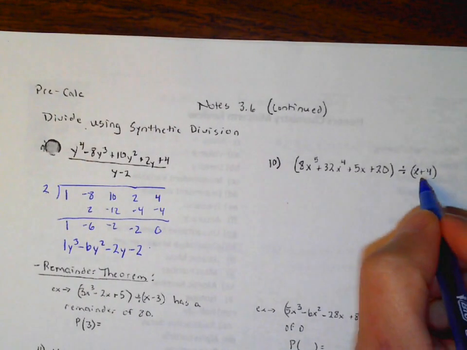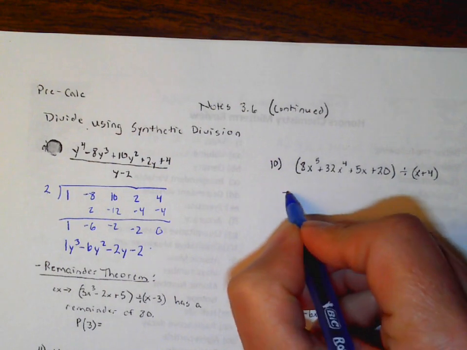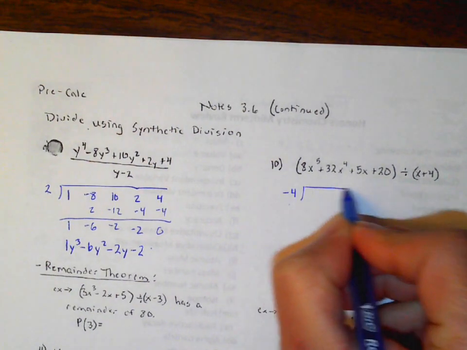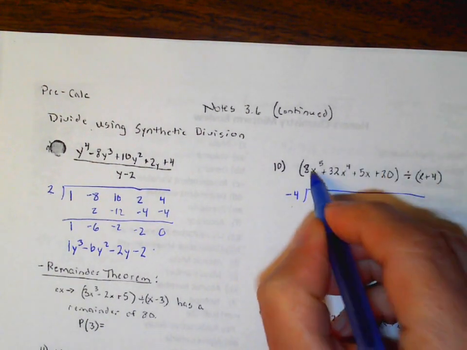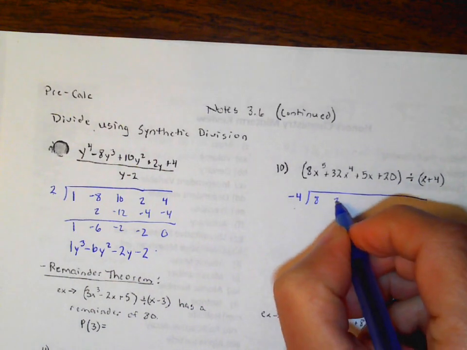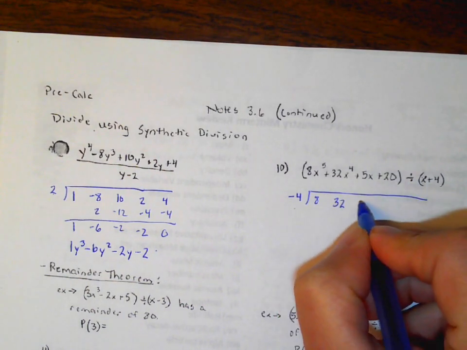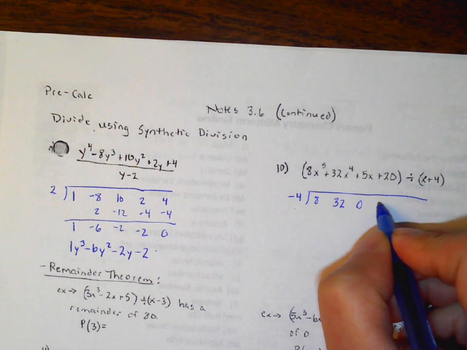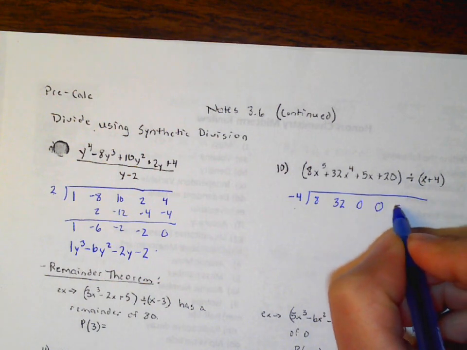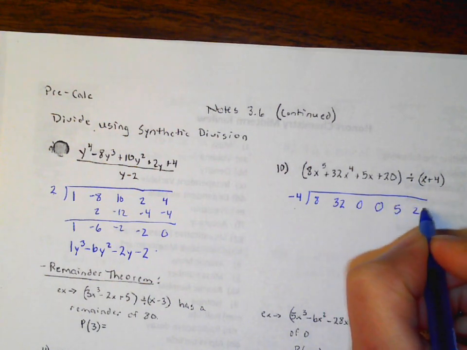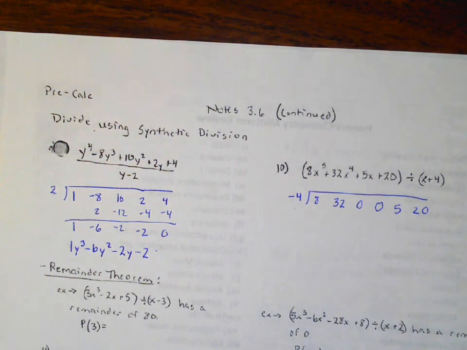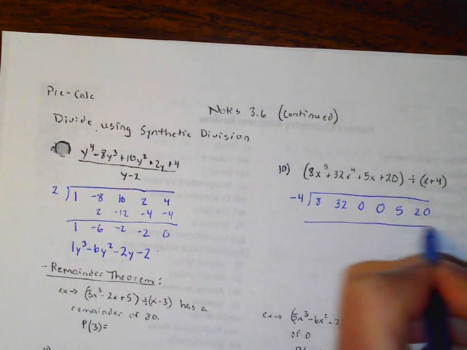Okay, this one here, that's an x plus 4, so what goes out front? A negative 4. Okay, we have 8x to the fifth, 32x to the fourth, 0x to the third, 0x squareds, and then we have x, and then we have our number. Okay, so don't forget those there or else it'll throw it off.